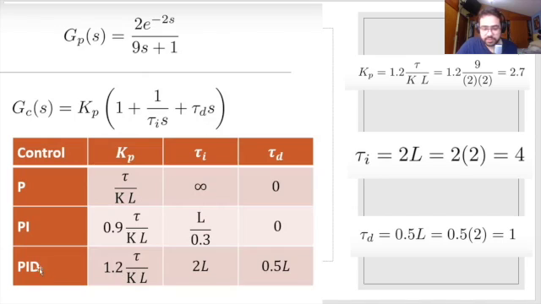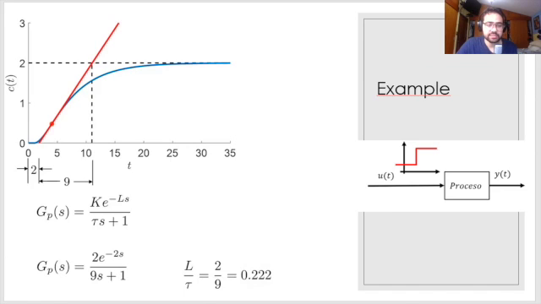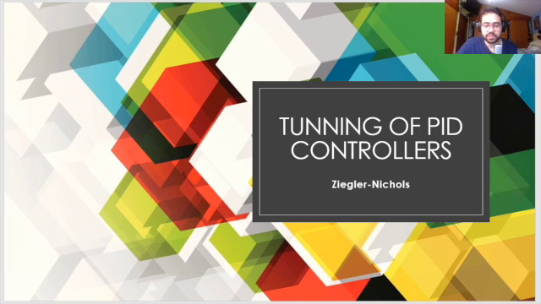So we only need to use the table. For Kp, here is 1.2 times tau divided by K times L. We found the values, and if we put it in Simulink, we can see how the scope will be. So it starts here, and it's stabilized, and this is how the Ziegler method 1 is made.